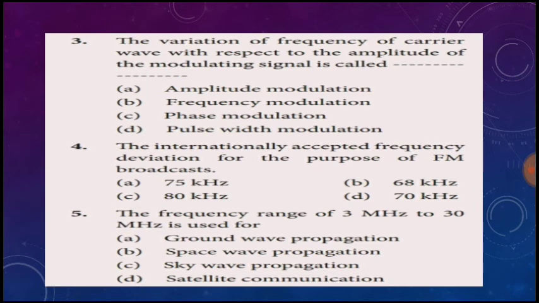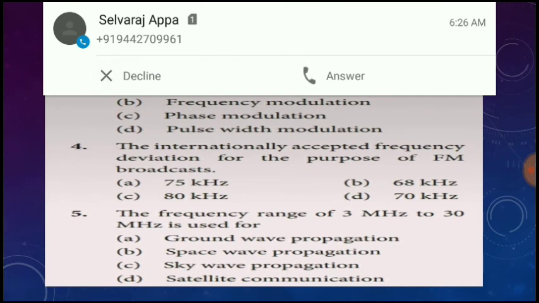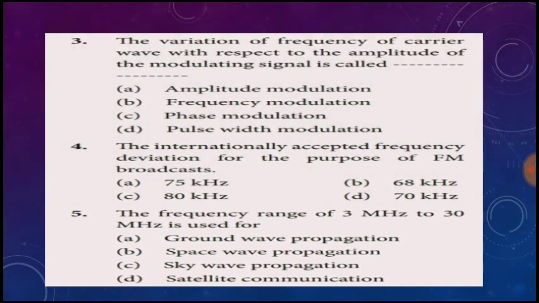And last question, the frequency range of 3 megahertz to 30 megahertz is used for which communication propagation? See the options. First option is ground wave propagation, second option space wave propagation, third one is skywave propagation, and fourth one is satellite communication. These are the types of propagation. Which is the right answer? C is the right answer, skywave propagation. Okay, students.